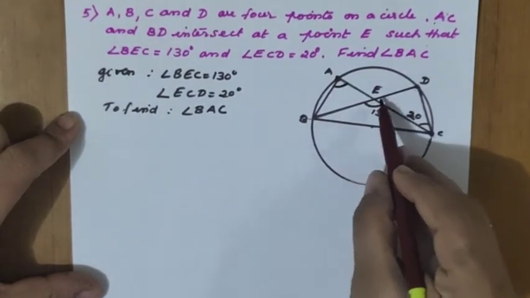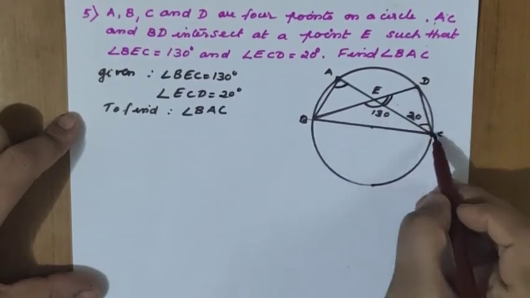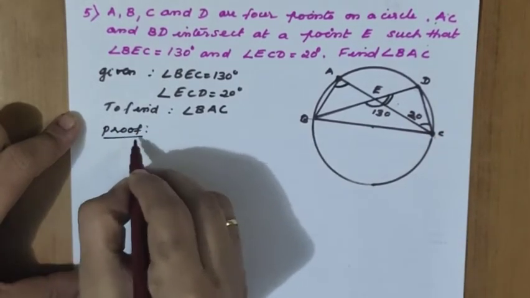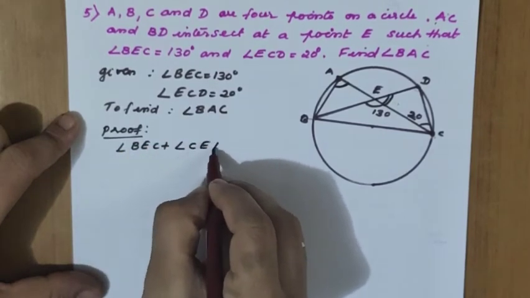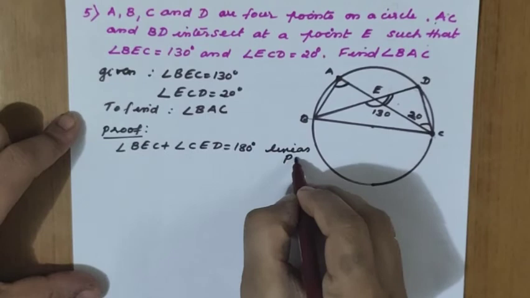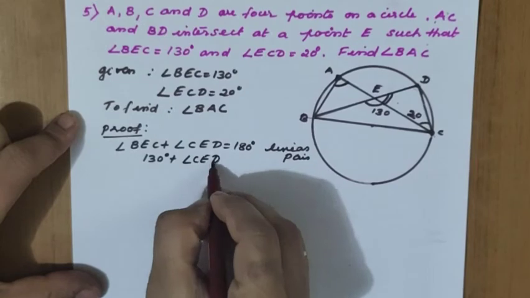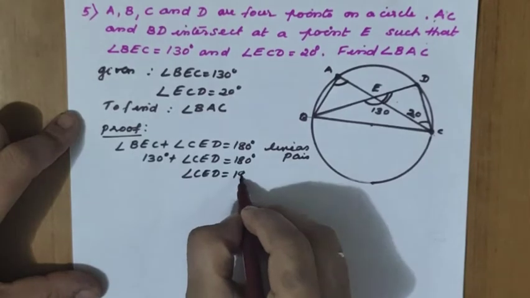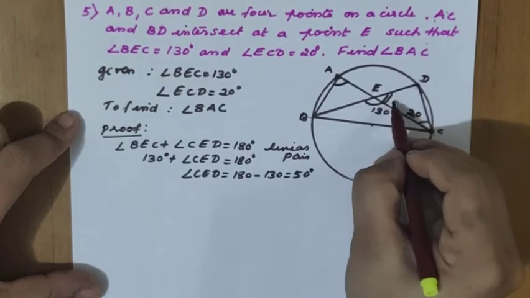Okay. Now angle BEC is 130. What can you say about this angle, angle CED? So in the proof we will write that angle BEC plus angle CED equal to 180 degrees. What is the reason? Linear pair, right? So if it is 130 degrees, then what about angle CED? It is 180 minus 130, that is equal to 50 degrees. Okay, we got the first step, that is 50 degrees.